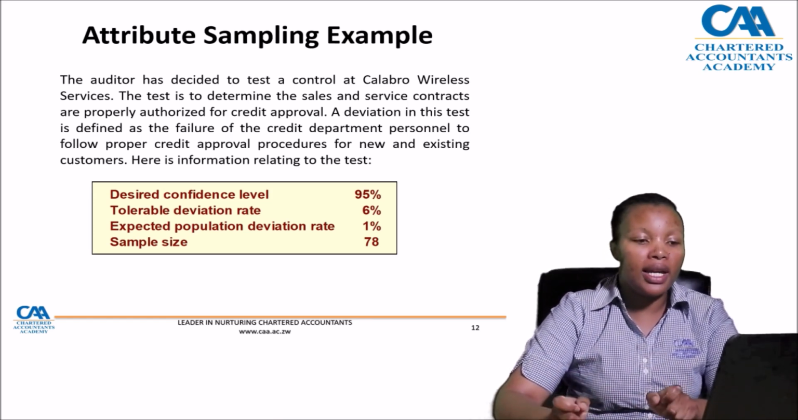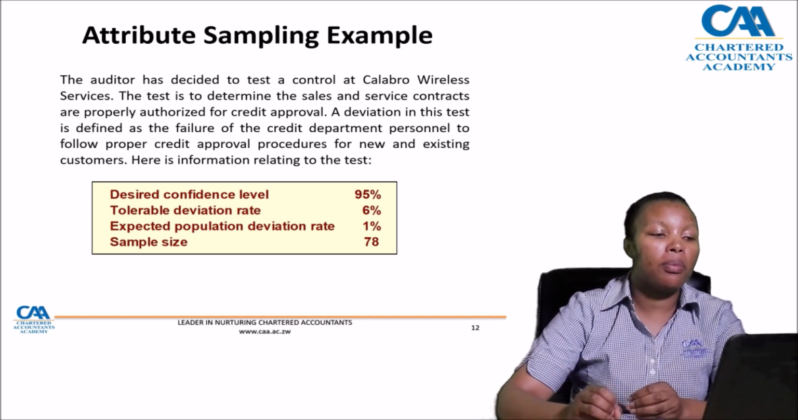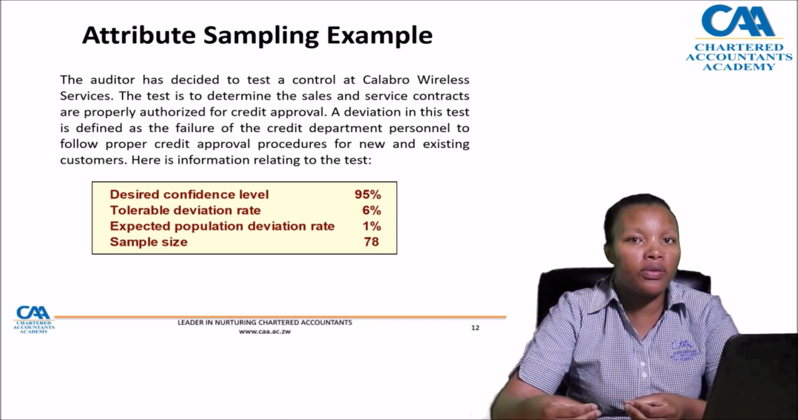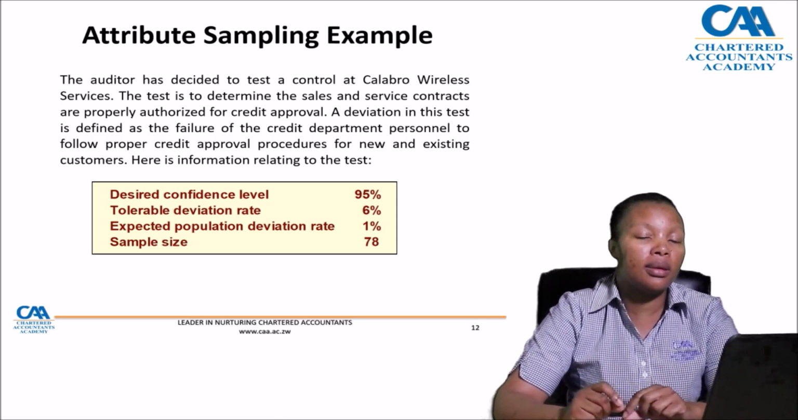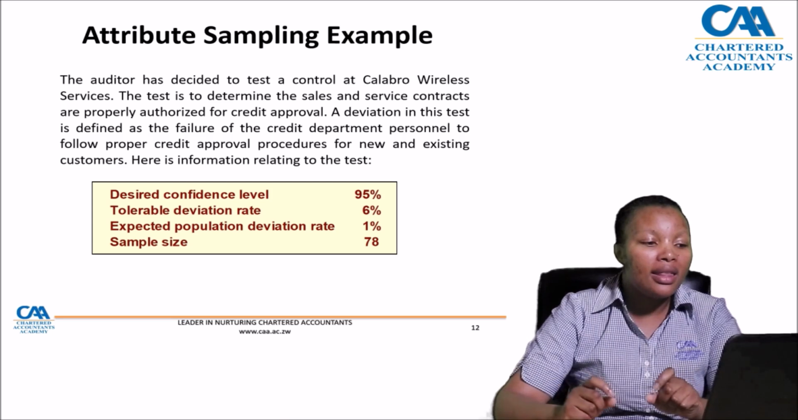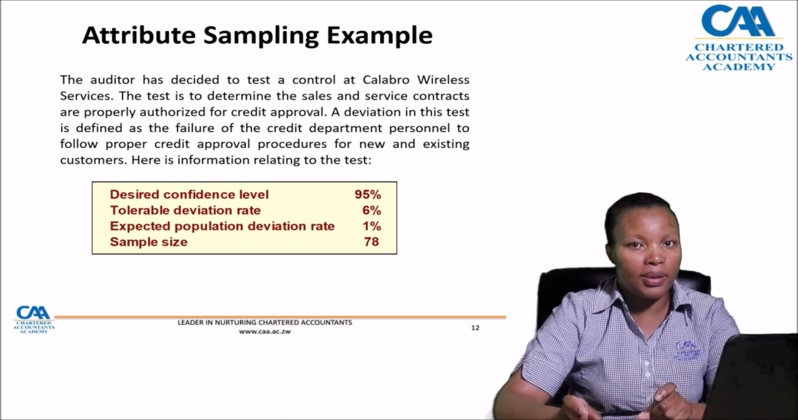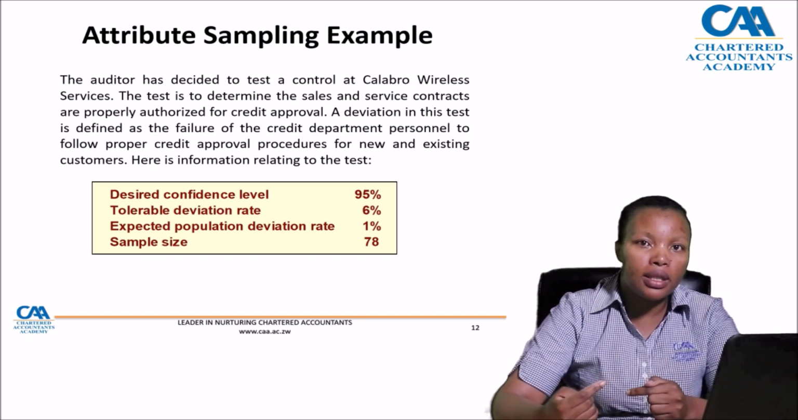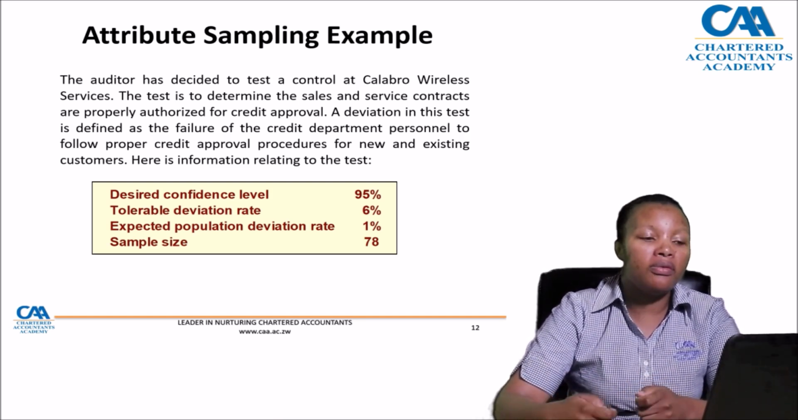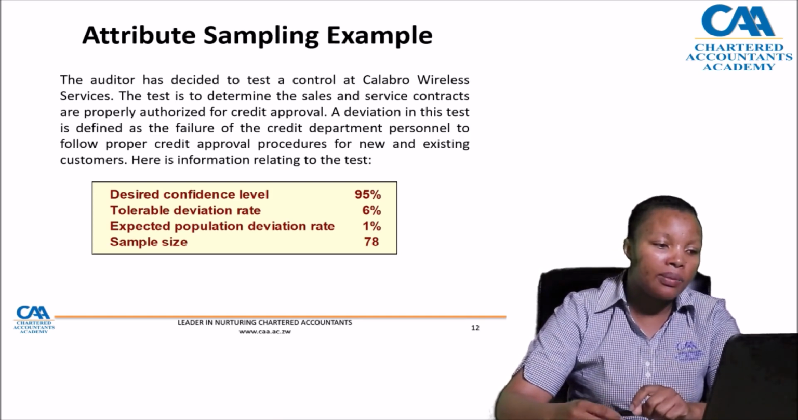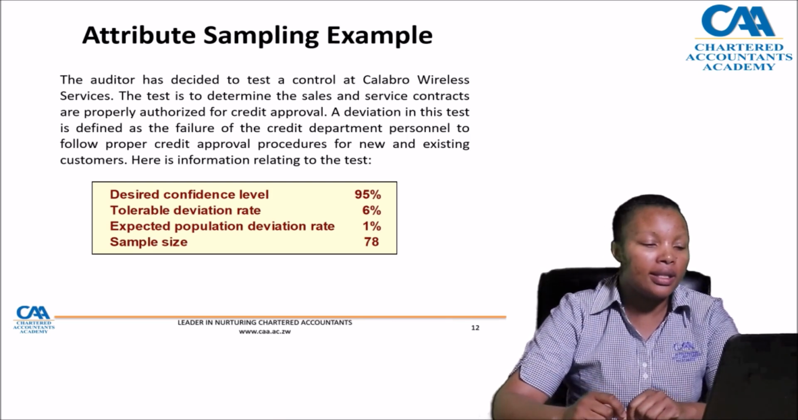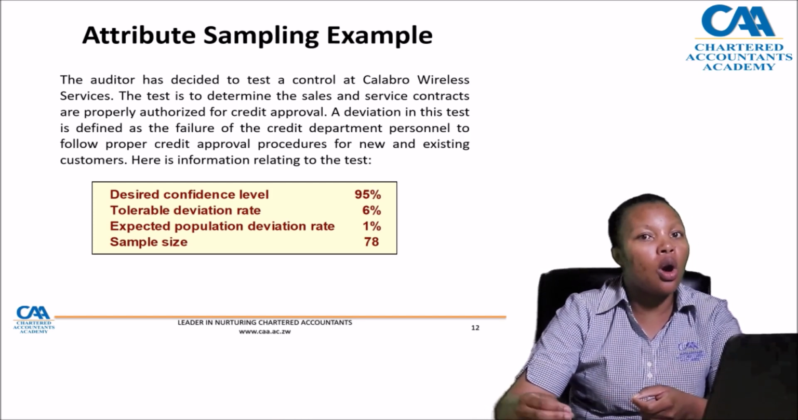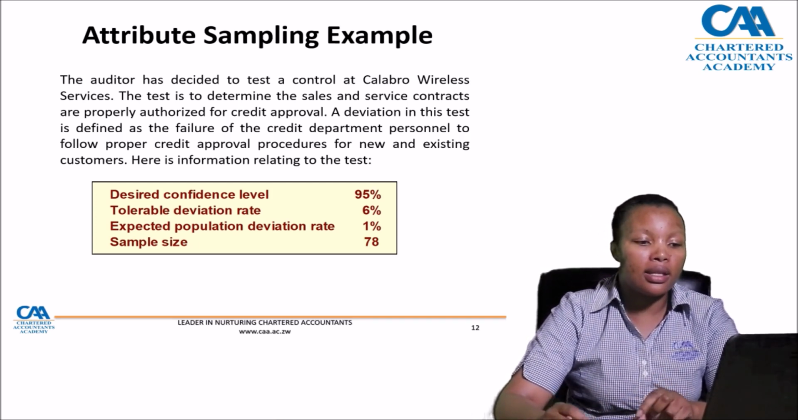So there's some information relating to this test, which the auditor will then have come up with. The auditor came up with a desired confidence level, which is based on the level of assurance that the auditor wanted to give. In this case, the auditor determined this to be 95%. They determined their tolerable deviation rate to be 6%. In other words, the maximum level of deviations that they're going to accept is 6%, as much as their desired confidence level is 95%. And the auditor, maybe based on their experience, was expecting a population deviation rate of 1%. And they came up with a sample size of 98.